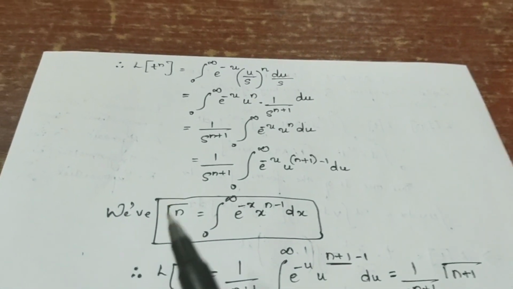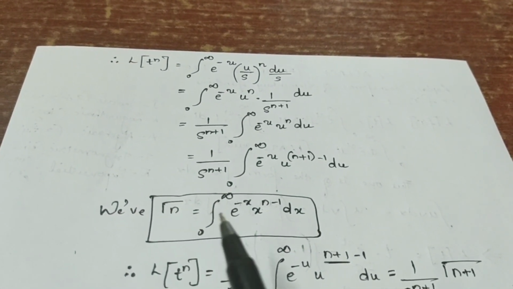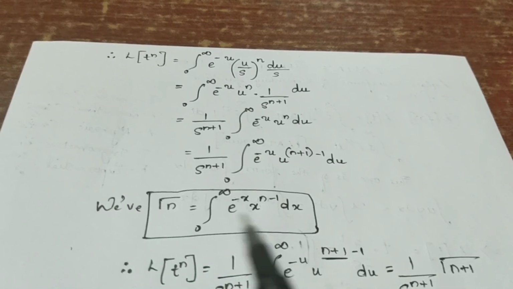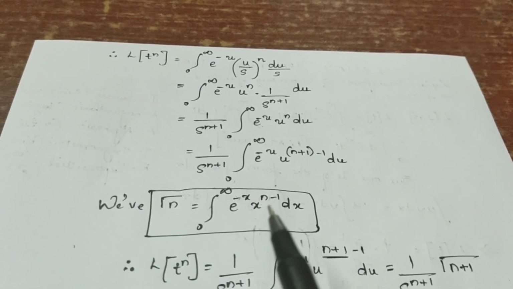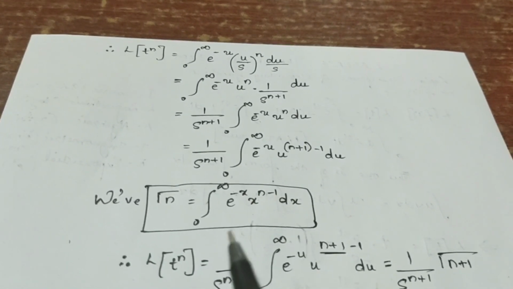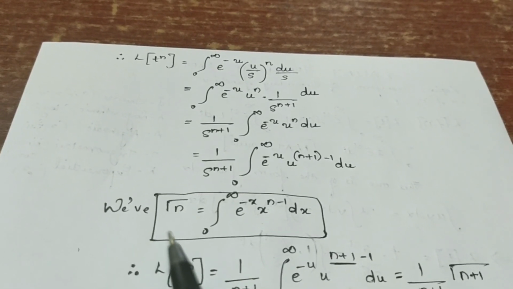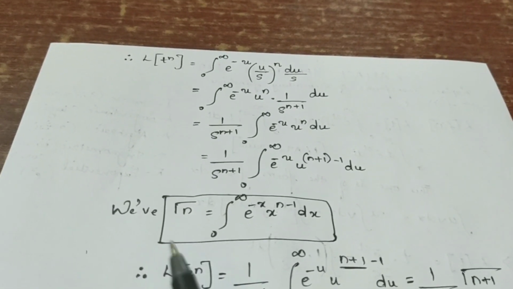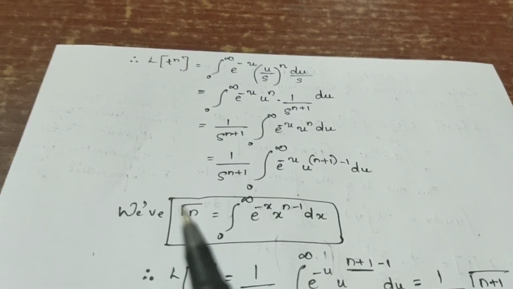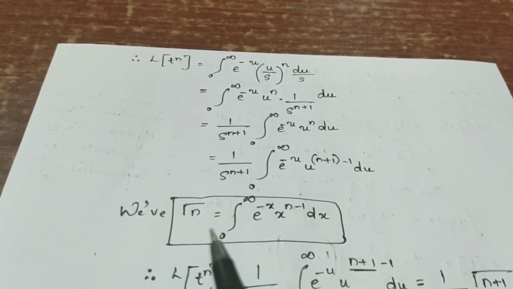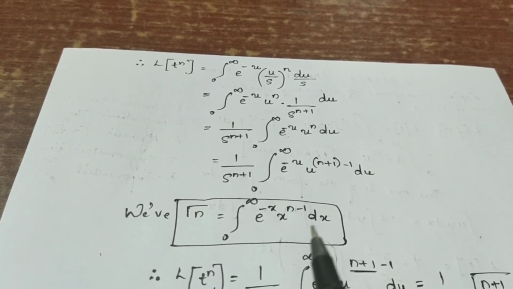Now gamma function, gamma of n is given as integral 0 to infinity e raised to minus x, x raised to n minus 1 into dx. Don't worry, I'll put another video separately on beta and gamma functions. So for time being, you just know that gamma of n is given by this expression.